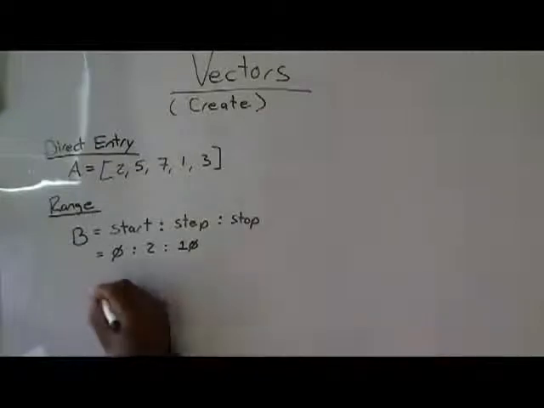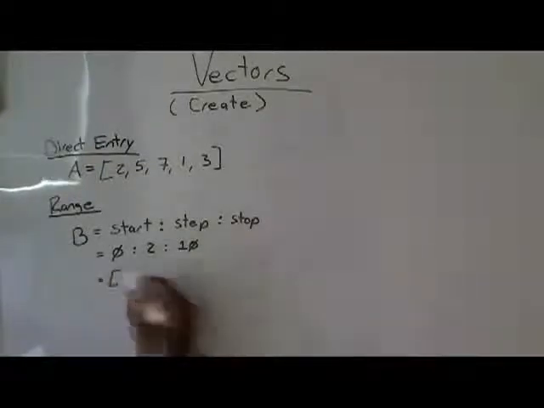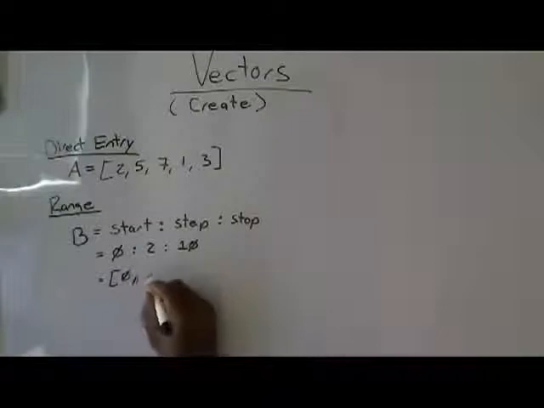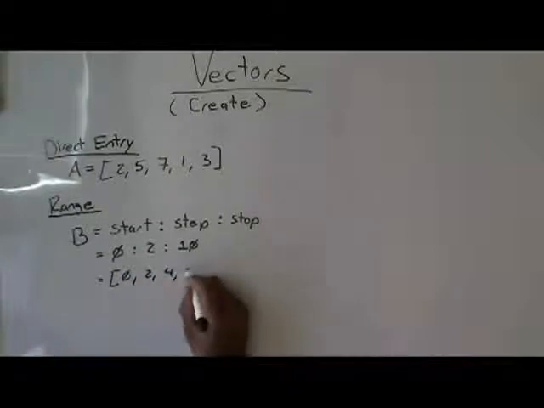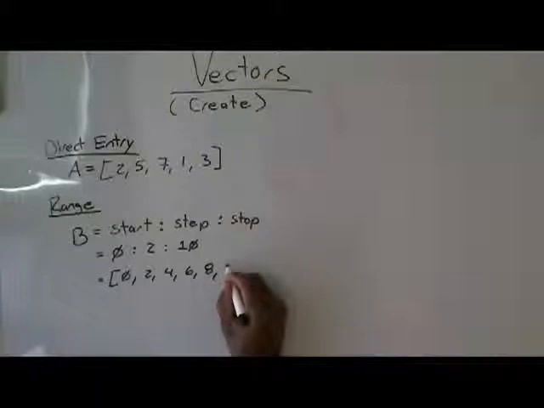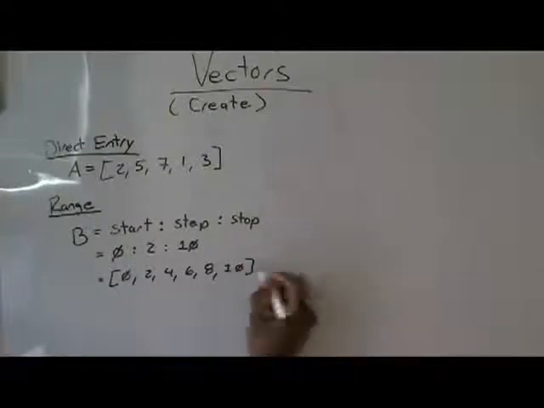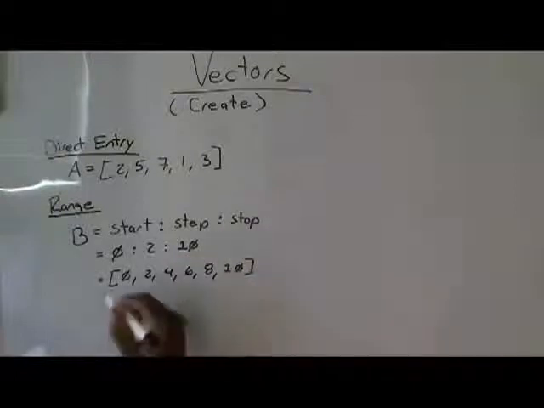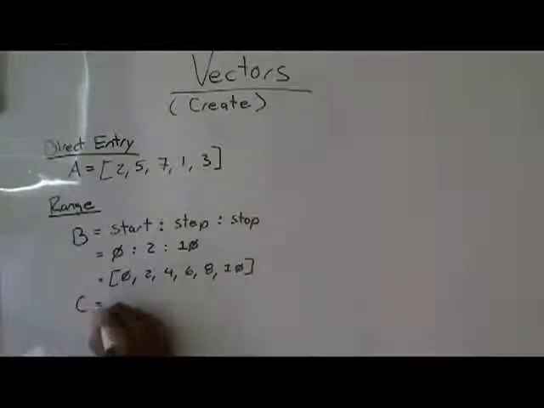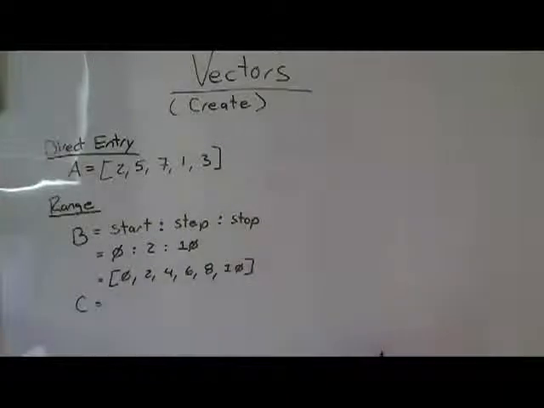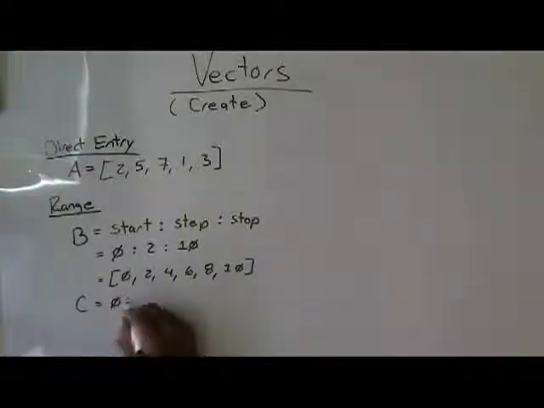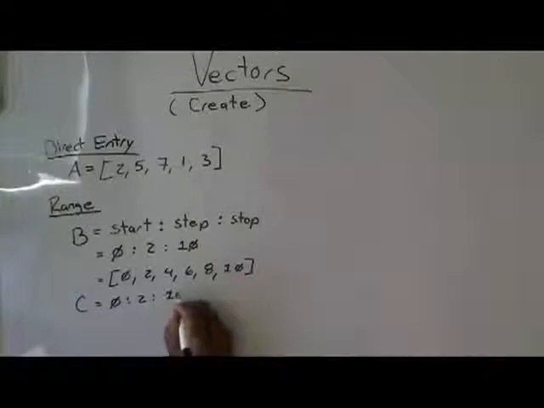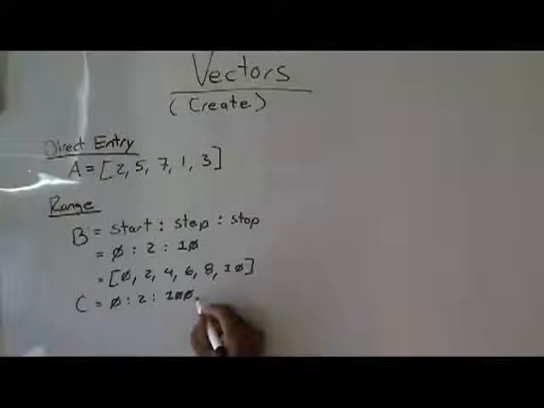That is equivalent to if I had written 0, 2, 4, 6, 8, 10. Those are equivalent. This is a shorter way for me to do it. So if I wanted to do, let's say, vector C that had all the even values between 0 and 100, I would simply do 0 colon 2 colon 100. Now, this last value here may or may not be included.